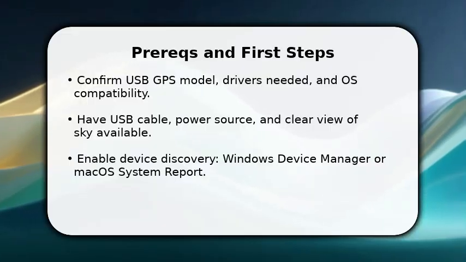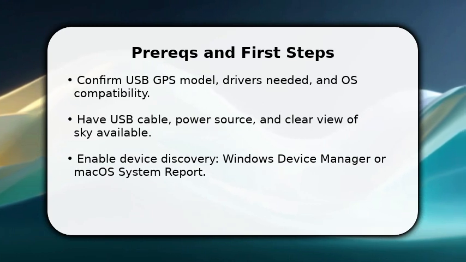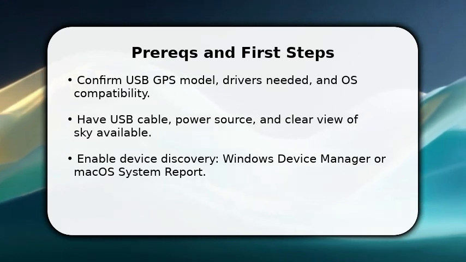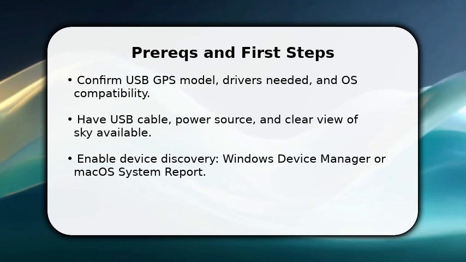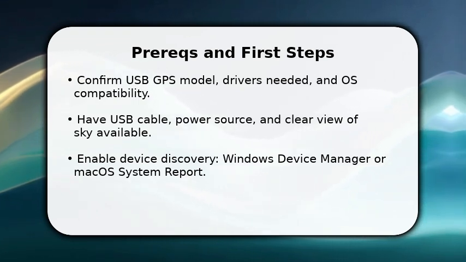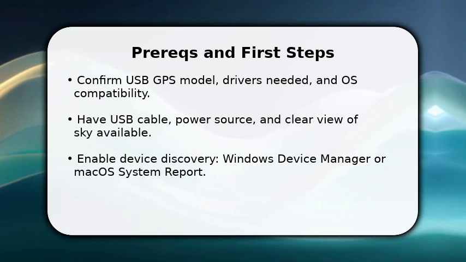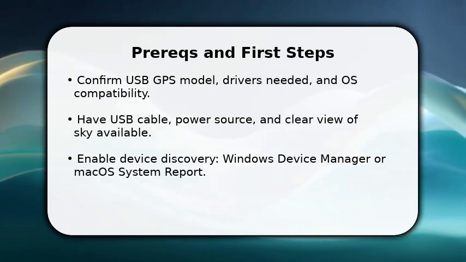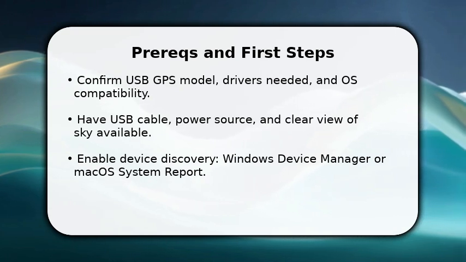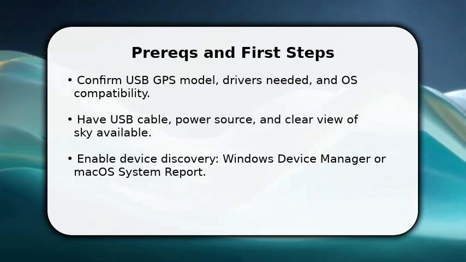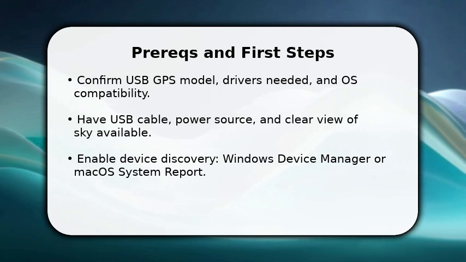You start by confirming the exact USB GPS model and that your computer supports it. This determines the driver path. Plug the receiver into a powered USB port and wait for basic hardware recognition. Once done, open Device Manager or System Report to verify the device appears. Make sure the port number is noted.